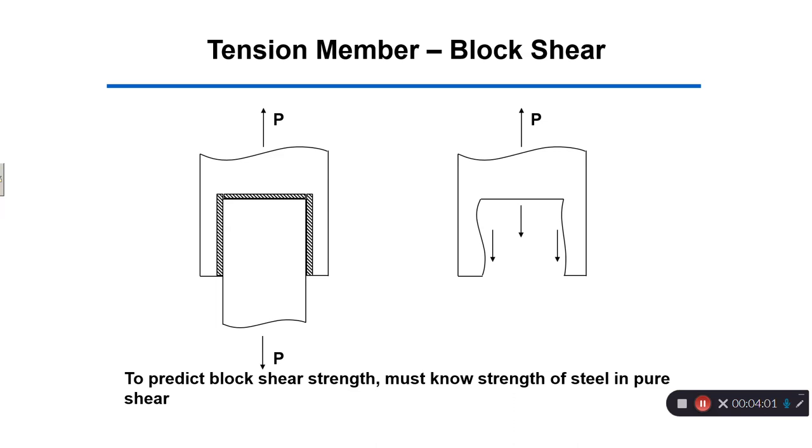It also applies to the welded members. For example, the plate is welded on another plate and it will also be torn out along the plane. So the block will be torn out along the welded lines like this. The only difference is we don't have holes along the shear plane and tension plane. So when we calculate the block shear strength, your gross cross-sectional area will be equal to your net area. That's the only difference between the welded connection and the bolted connection.